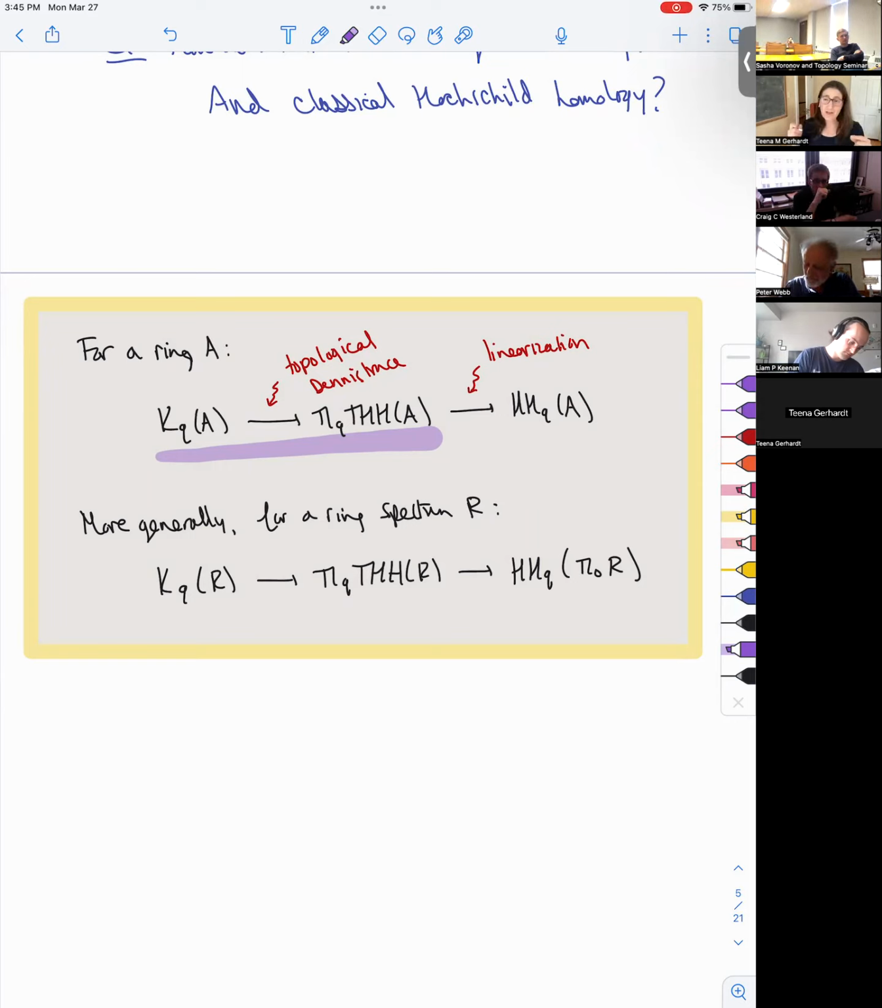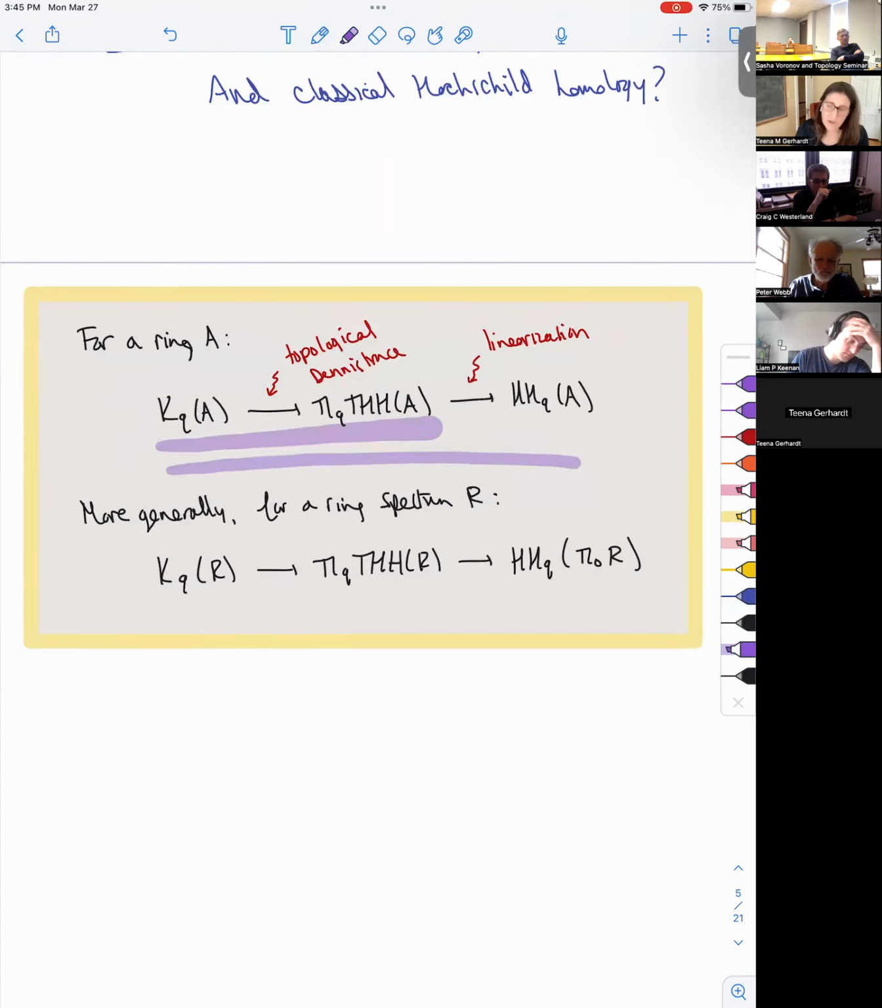It actually factors the original Dennis trace. So this composite is the original Dennis trace to Hochschild homology, and it factors as this trace map to THH. And then there's this second map we call linearization. So linearization is a map relating THH and HH, a map relating the topological and the algebraic theories.